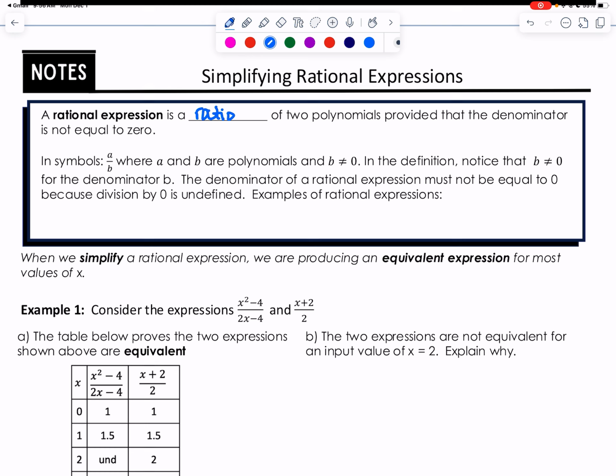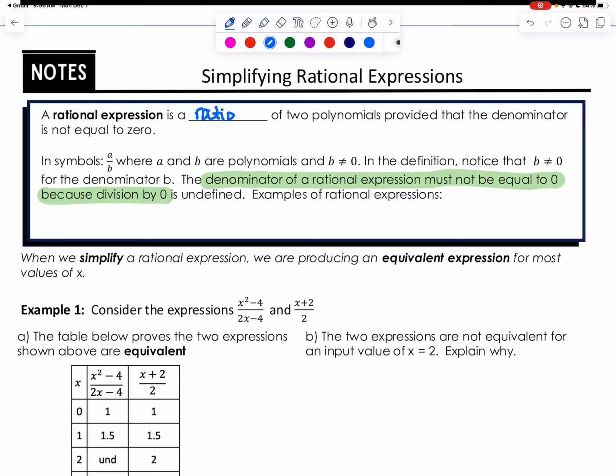In the definition, notice that b cannot equal 0 for the denominator b. The denominator of a rational expression must not equal 0, because division by 0 is undefined.